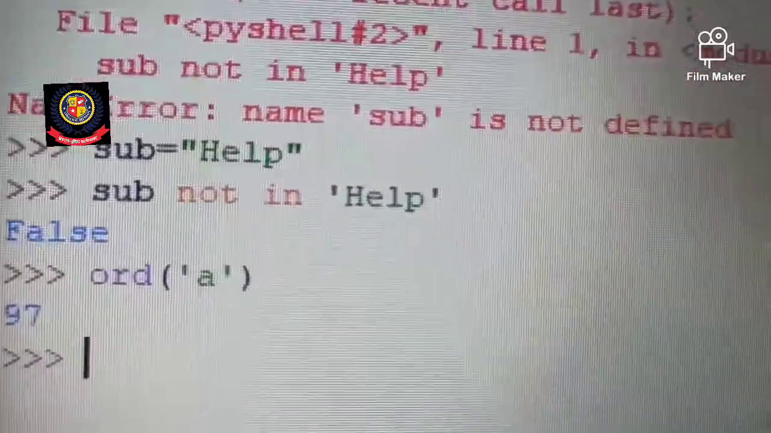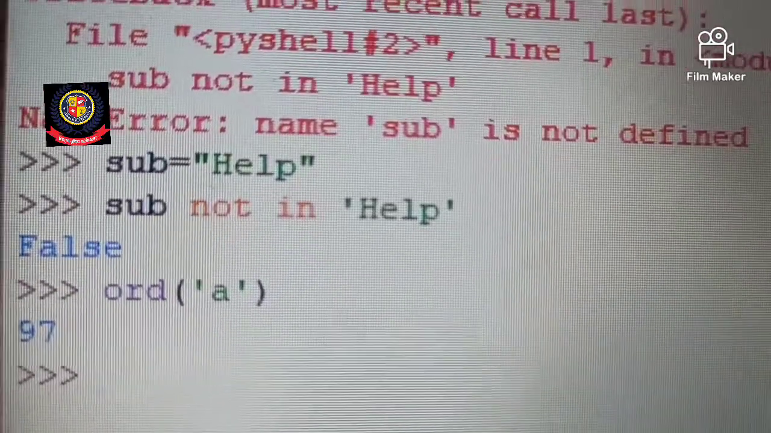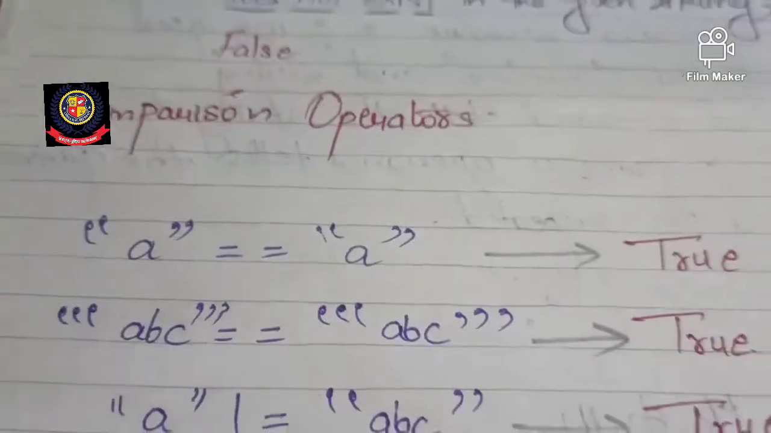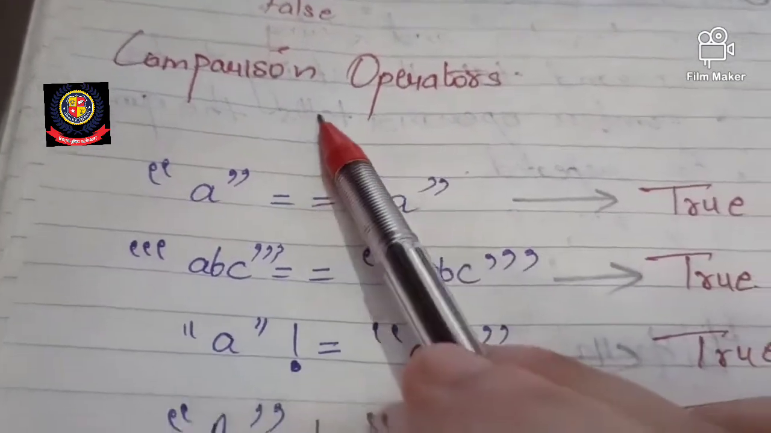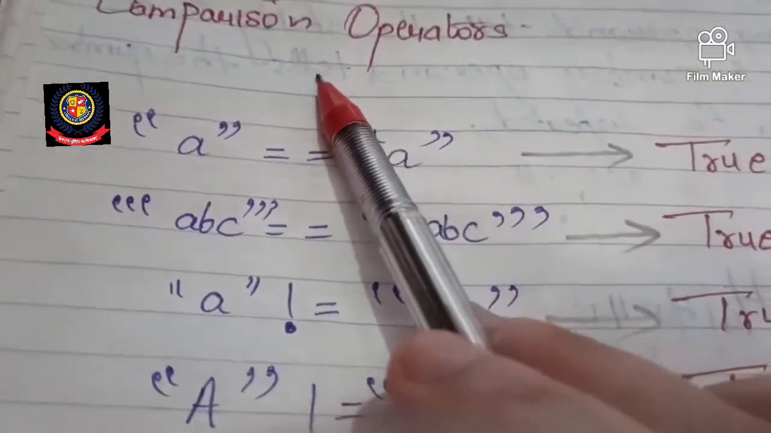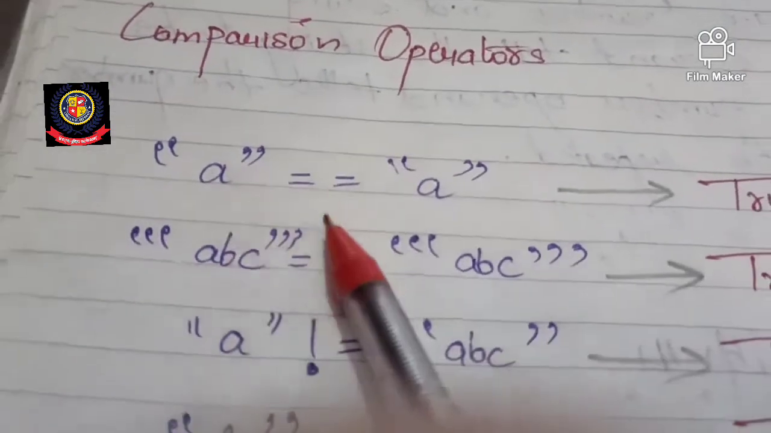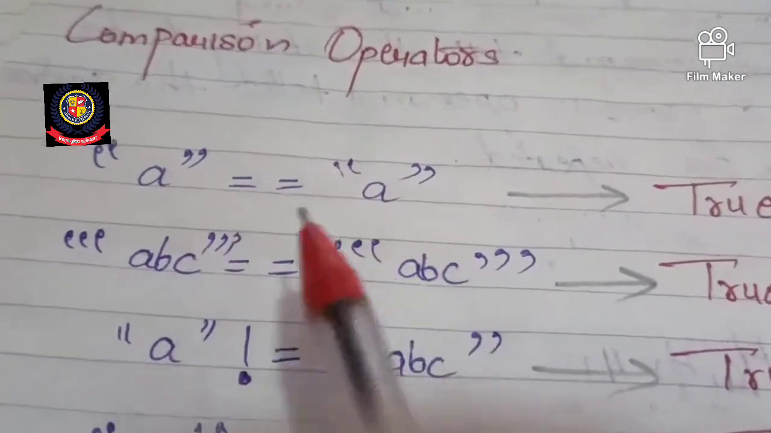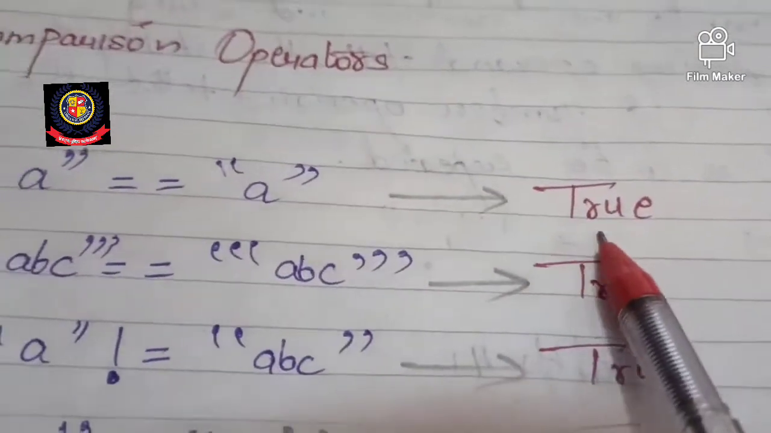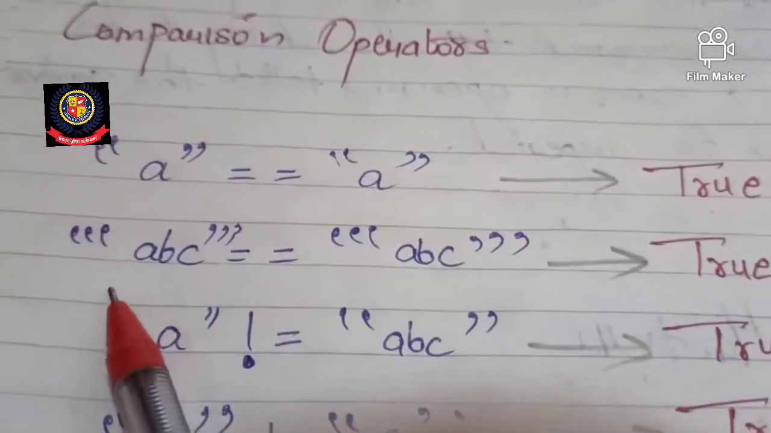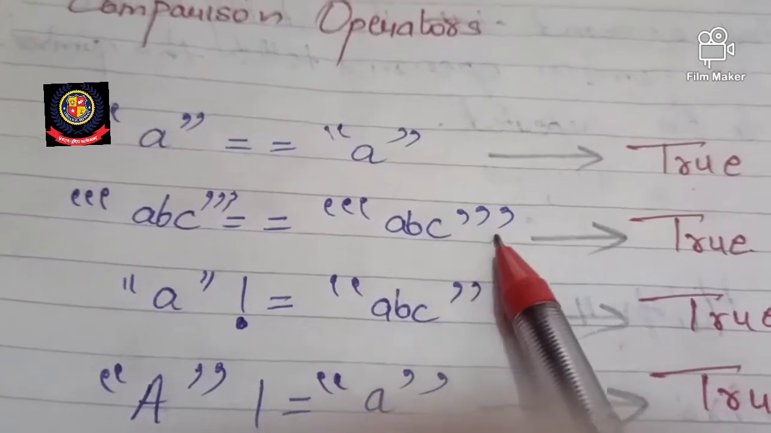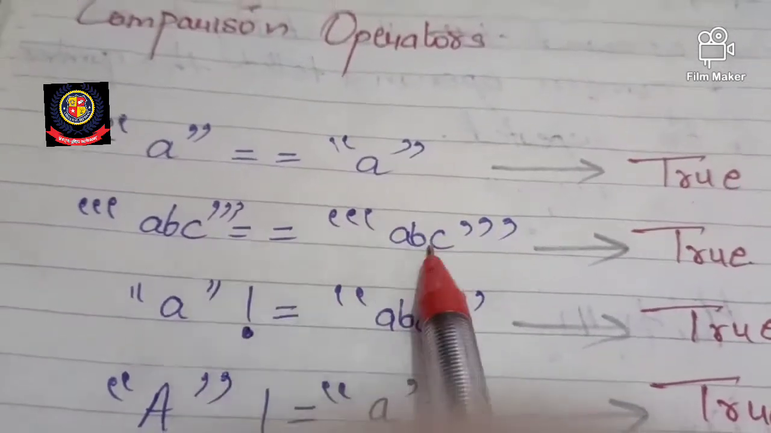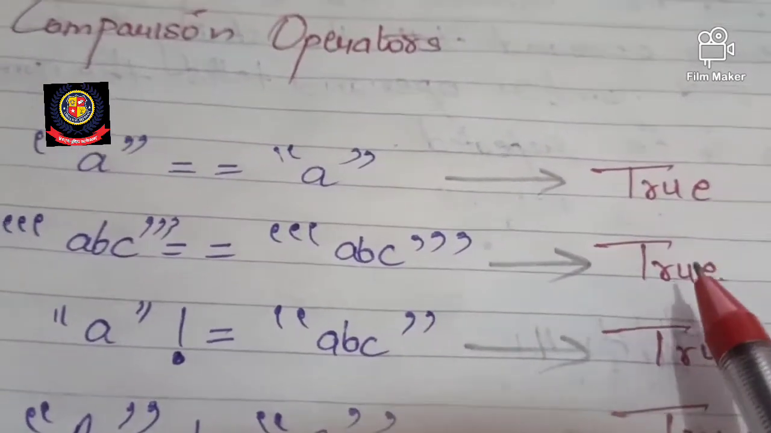Now come to our next term, comparison operators. Yes, so now we shall discuss the comparison operators. Comparison here means we are using the logical operators, whether small a is equal to a. As we can all see, both are equal, so the value it returns is true. Similarly, the string abc is equal to the string abc, as they are exactly the same, so the value it returns is true.